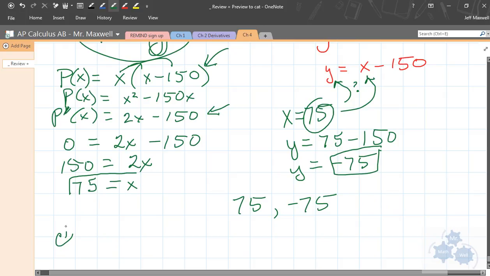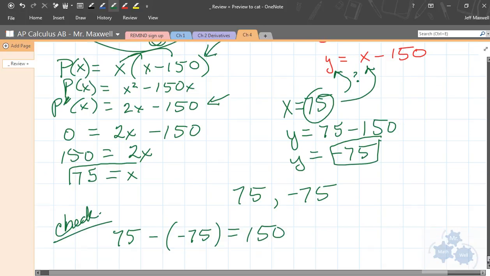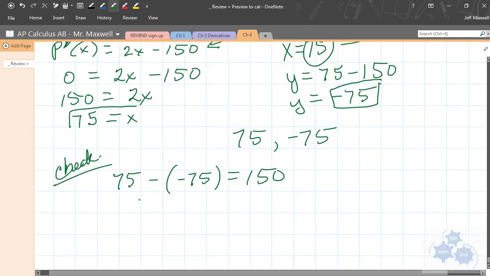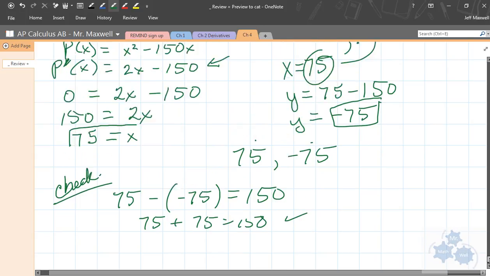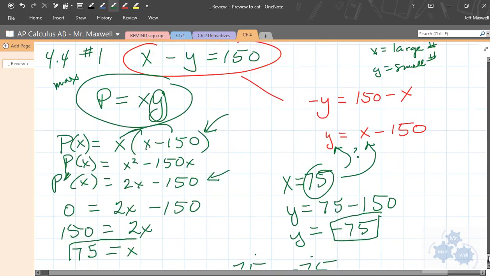If you want to check this, if you take the large one and you minus the small one, you should get 150, and of course you do. When you subtract the negative, that's the same as adding. So it checks out there, and this is going to be quite a large product because you've got two fairly large numbers. Sorry, it's going to be a large number, but it's going to be largely negative.